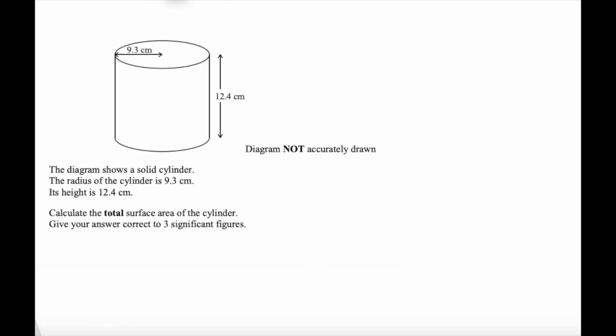So this is the last question. It says the diagram shows a solid cylinder. The radius of the cylinder is 9.3 centimeters. Its height is 12.4 centimeters. Calculate the total surface area of the cylinder. Give your answer correct to 3 significant figures. So we've already established that to find the total surface area, it's equal to 2 pi r squared plus 2 pi r height.